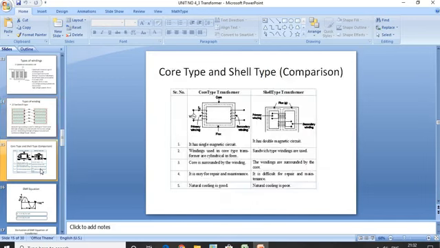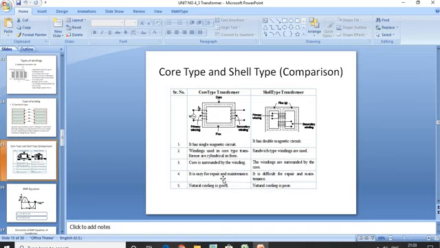Now the comparison of core type and shell type of transformer. So first we have to draw the circuit diagram. Then the second one, if you see this diagram, it has a single magnetic circuit and it has double magnetic circuit. In core type of transformer, concentric cylindrical types of windings are used. In shell type, sandwich type of windings are used. In core type, the core is surrounded by the winding. In shell type, the windings are surrounded by the core.